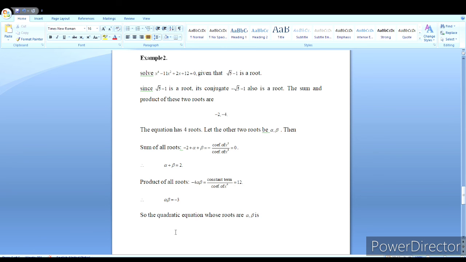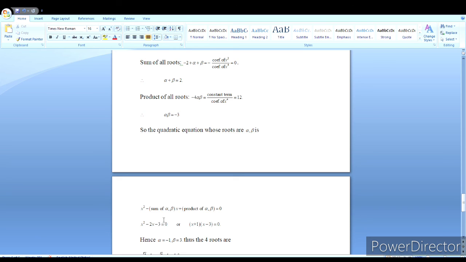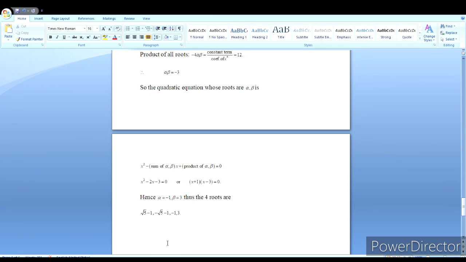So, the quadratic equation whose roots are alpha comma beta is given by x square minus the sum of alpha beta into x plus the product of alpha beta equal to 0. That is x square minus 2x minus 3 equal to 0. Now, we can split this as x plus 1 into x minus 3 is 0. Therefore, alpha is minus 1, beta is 3. Therefore, the four roots are given by root 5 minus 1, minus root 5 minus 1, minus 1, comma 3. Hope you understood.